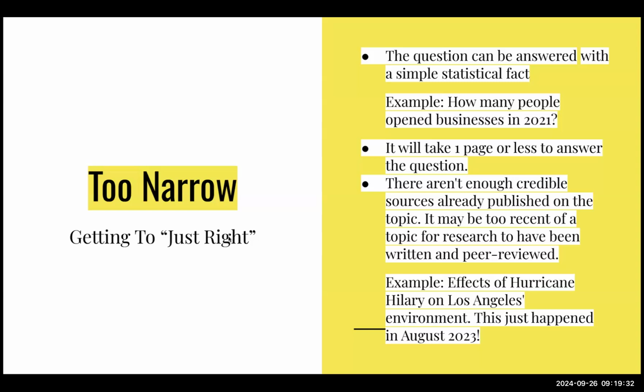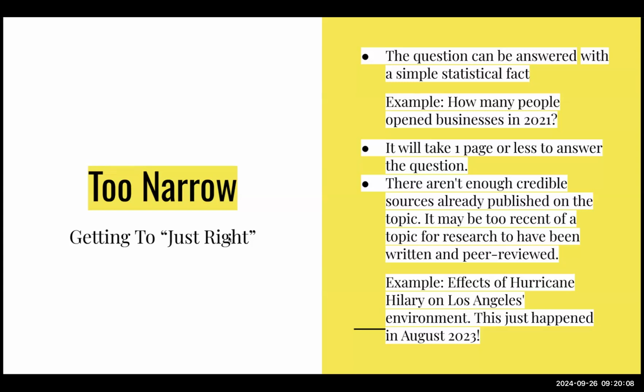Now, this is a great question. But in terms of a research topic, where you have to find multiple sources and analyze or talk about something, explain something, this is a fact. This is a number, right? You can actually Google how many people opened businesses in 2021. There's no additional information that you need to explain as a research topic. So again, when you're looking at a research topic or question, if it can be answered with a simple fact, it is not a proper question. It's too small. It's too narrow.